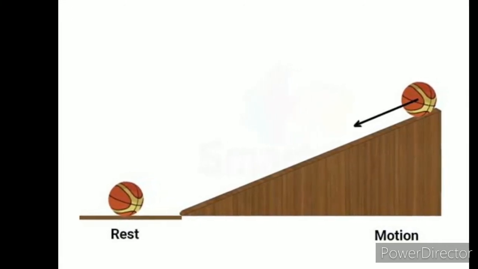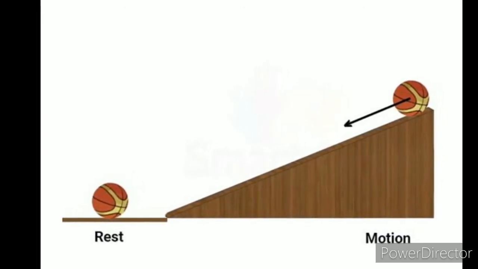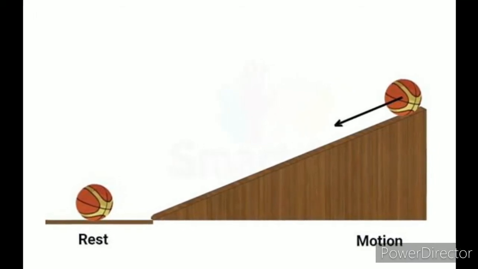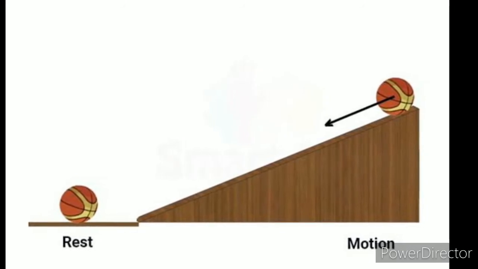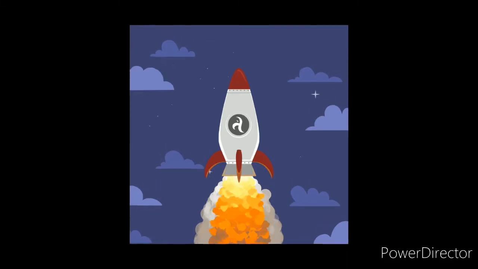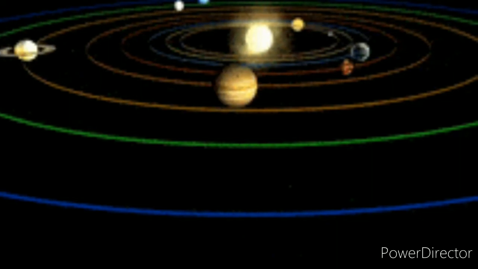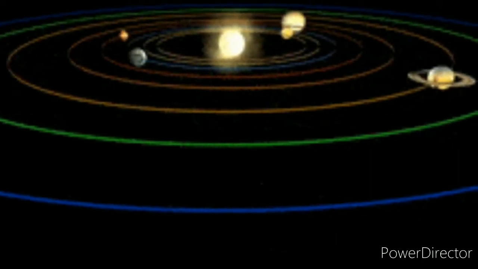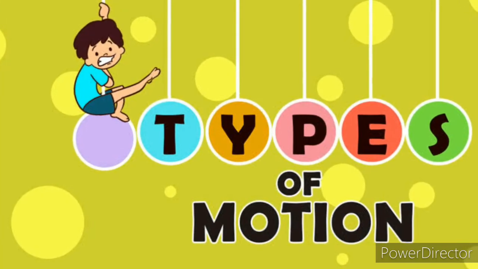It means when an object changes its place with some movement. That means anything that shows movement is in motion. For example, a man is walking, a rocket is going upward, and these planets are revolving around the sun. So these are all things in motion. And the next one we have types of motion.